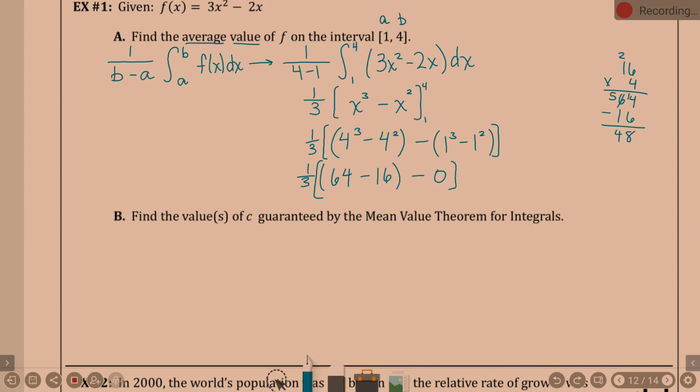So I'm going to have 1/3 times 48. Then 48 divided by 3. 3 goes into 4 once. 4 minus 3 is 1. 3 into 18 is 6.